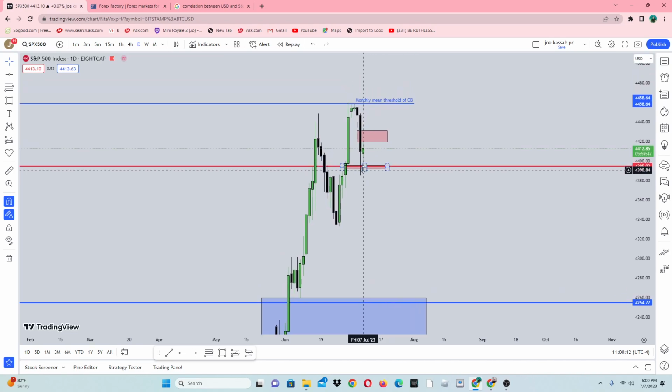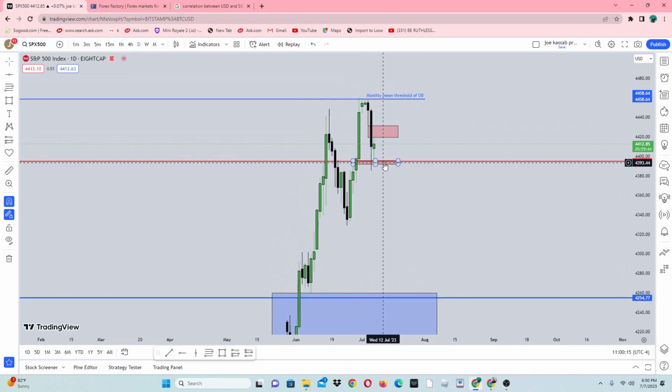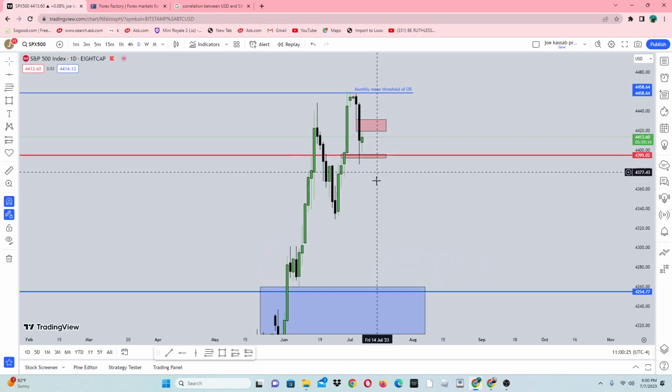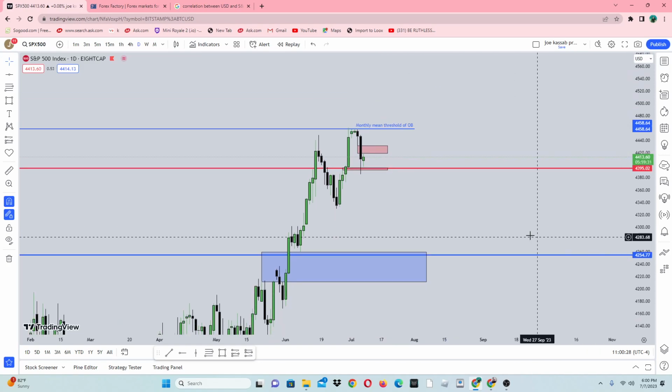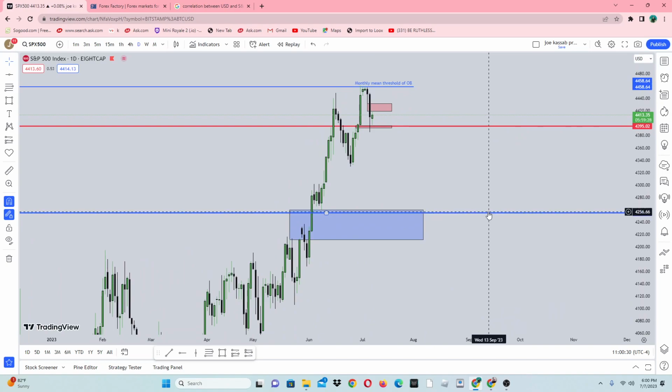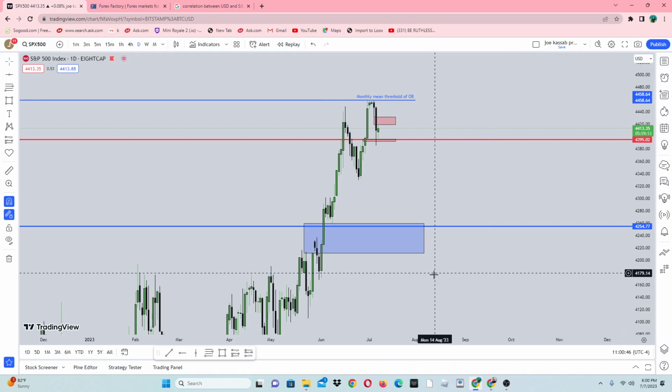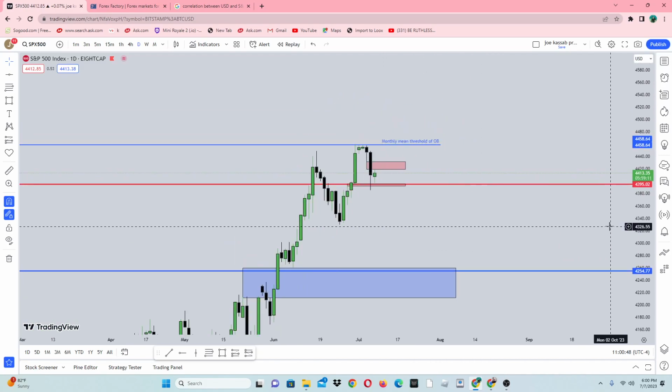And this fair value gap I'm anticipating to become an inversion fair value gap. So I'm anticipating it to get broken, form some type of resistance, a small retracement, and then break to the downside, to the weekly equilibrium, and to the weekly fair value gap. So this is my sentiment, and this is my narrative, but I'm always ready to change my sentiment.